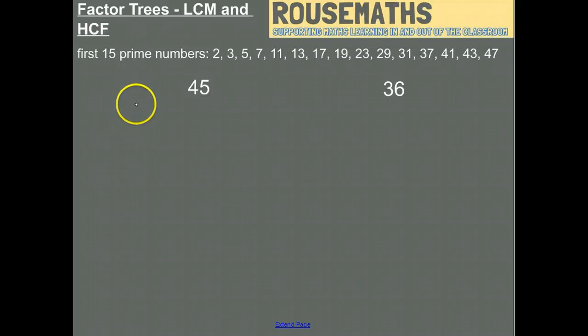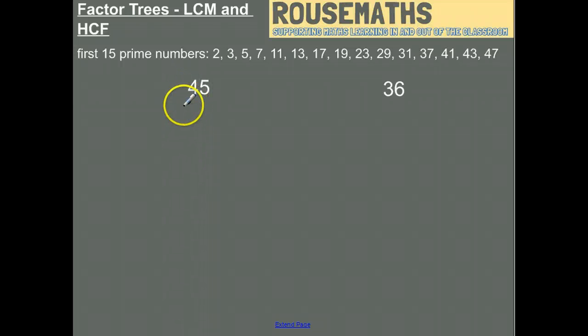Hi there, we're looking at factor trees, also prime factorisation if you prefer, and also looking at lowest common multiples and highest common factors and using factor trees to find those. So a few things really. First of all, you'll see I've listed the first 15 prime numbers. Knowing your prime numbers is quite useful when you're doing a factor tree because you know when to stop.